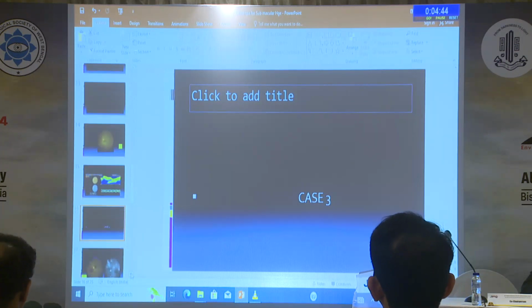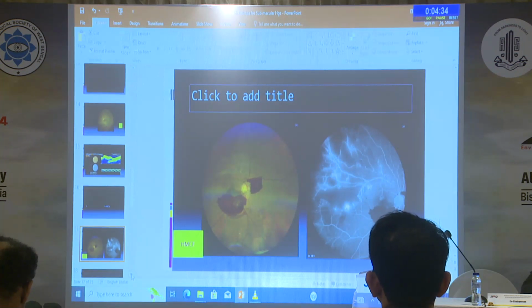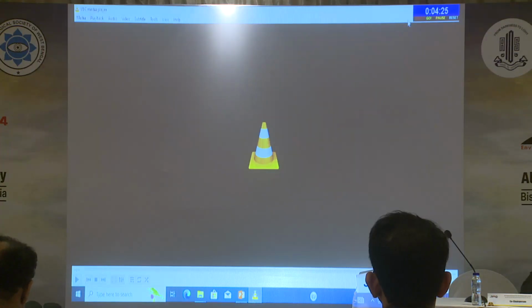Case 3, this was a case of vasculitis. It was a slightly unusual case. Vasculitis, I did angiography, peripheral huge CNP areas, vasculitis with submacular bleed. So I decided to go for the surgery.